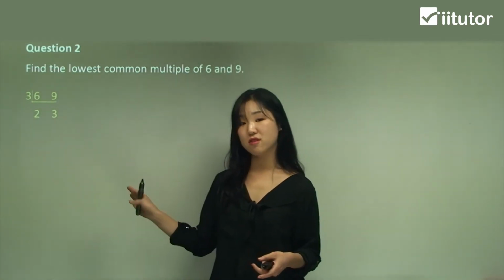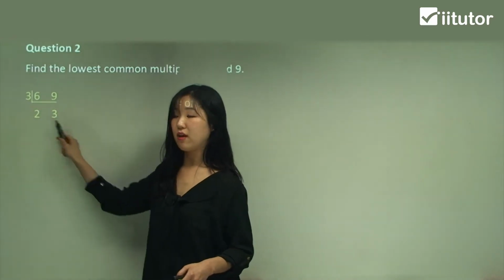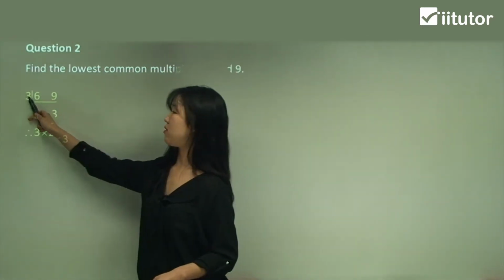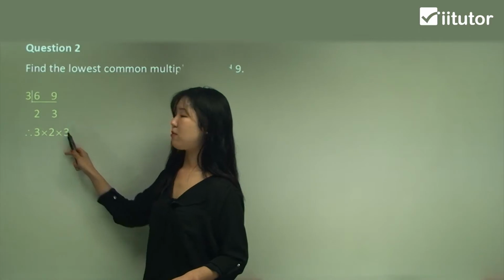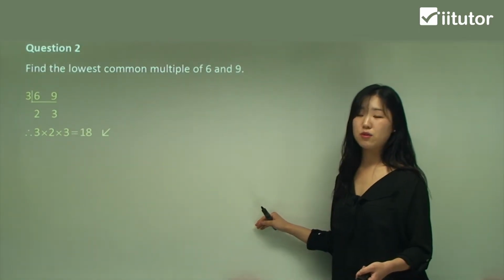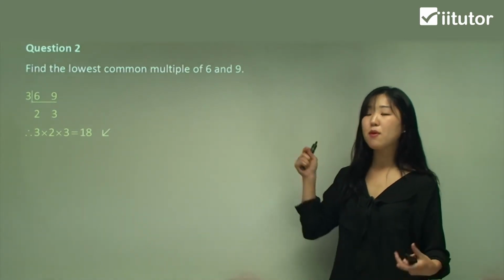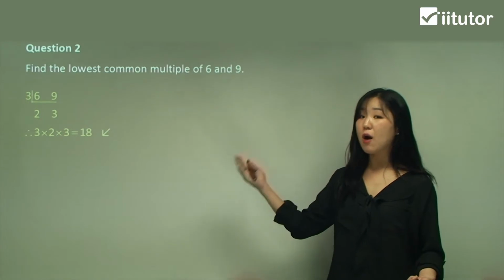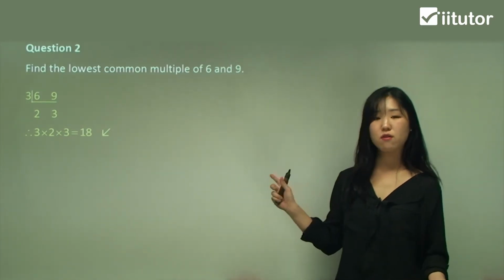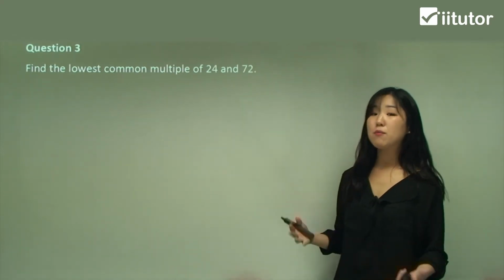So that's when we stop and we multiply the outer numbers together. So 3, which is there, times 2, times 3. You multiply it all and get 18. So 18 is the lowest common multiple. You can check this by listing it out and spotting it, but you should get the exact same answer. So I would suggest you try to utilize this method. It's very, very handy and accurate, isn't it? So that's the method. Let's try one more.